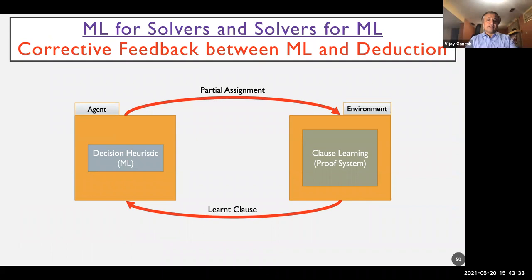And at this point, I will conclude by saying that the gist of the talk here is that the future belongs to combinations of machine learning and deduction or logic. Machine learning can play a big role in improving solvers. Conversely, logic can play a huge role in improving machine learning. In fact, there is a whole field dedicated to this called neurosymbolic AI.